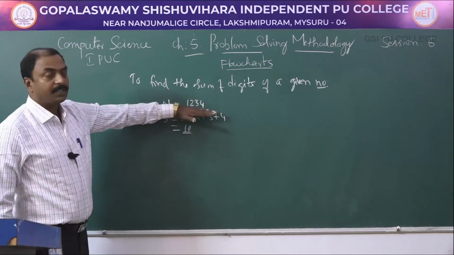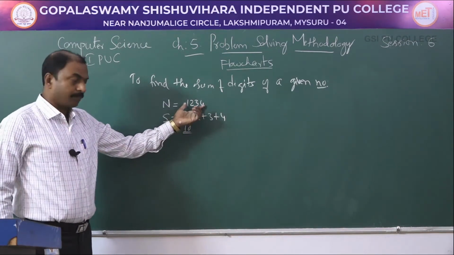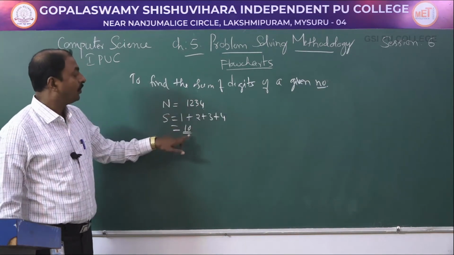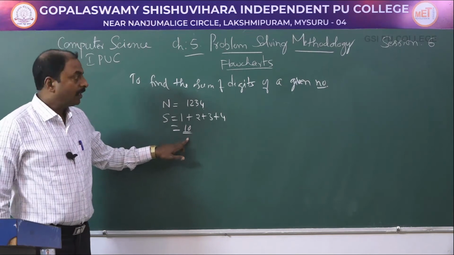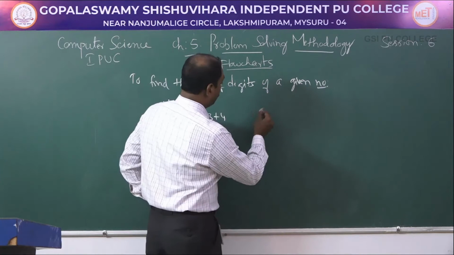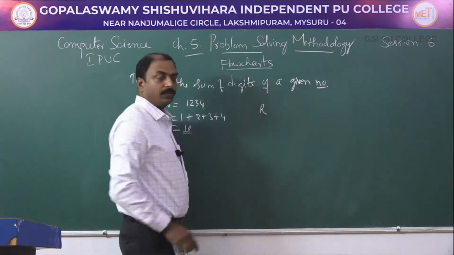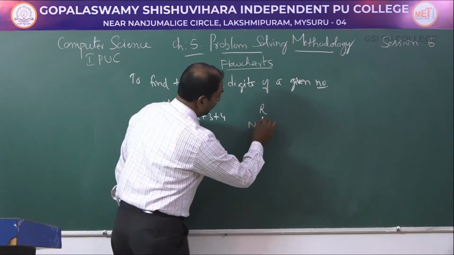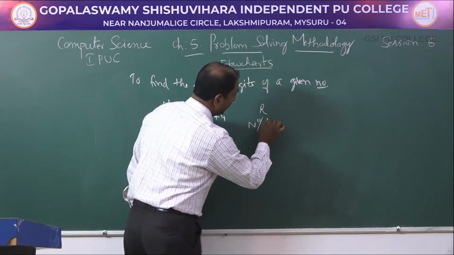And what is the input here? We have to input only one number. Then we have to develop a logic to find the sum of the digits of a number. Now let me explain the logic for this. First, we have to find out the remainder of the division. How do we get the remainder? Given number is n, divided percentage 10.